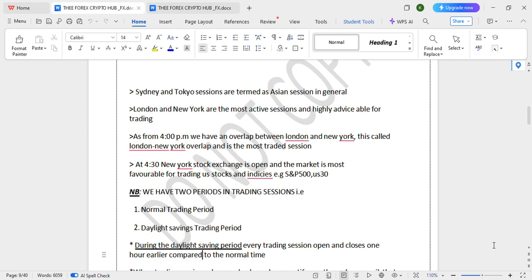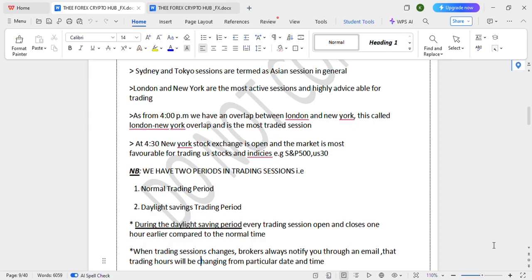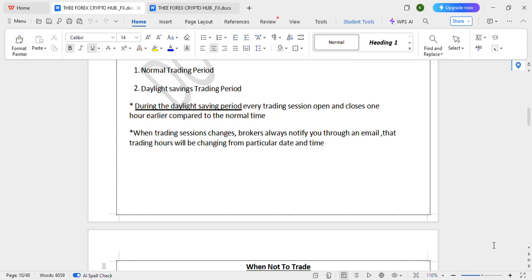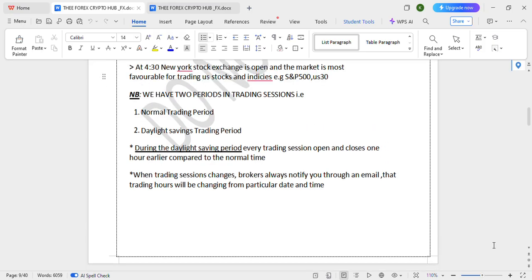Yeah, we have a note there. NB. We have 2 periods in trading sessions, and the first one is what we call the normal trading period, and the second one we call the daylight savings trading period. So the times I've provided above are for the normal trading period. Now let's see what this daylight savings trading period is.